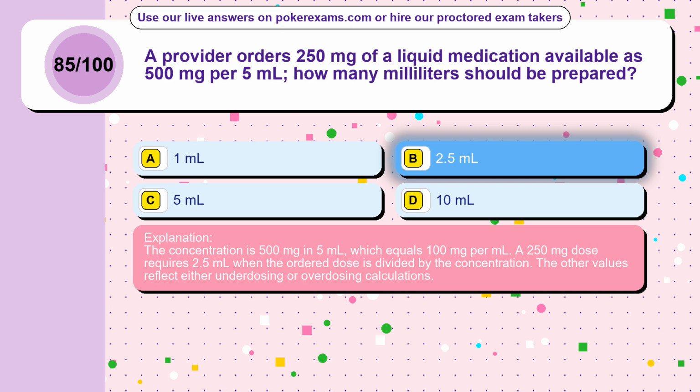The concentration is 500 milligrams in 5 ml, which equals 100 mg per ml. A 250 milligrams dose requires 2.5 ml when the ordered dose is divided by the concentration. The other values reflect either underdosing or overdosing calculations.